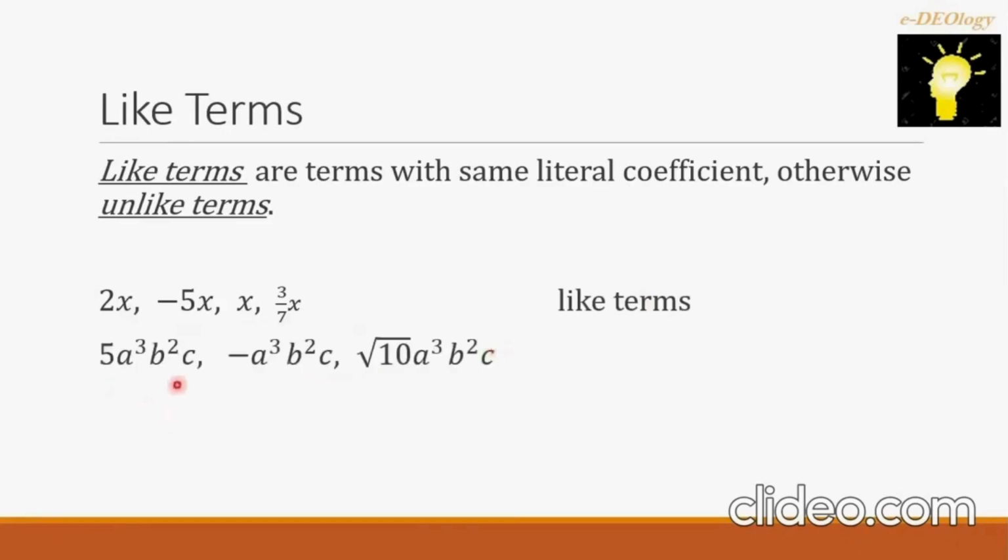Another example, I have 3 terms here. The first is 5a cubed b squared c. Second, negative a cubed b squared c. The third, the square root of 10 a cubed b squared c. Now, observing the literal coefficients of all these terms, it is common, and that is the a cubed b squared c. So we don't care about the numerical values or the numerical coefficient. Since they have the same literal coefficient, they are like terms.